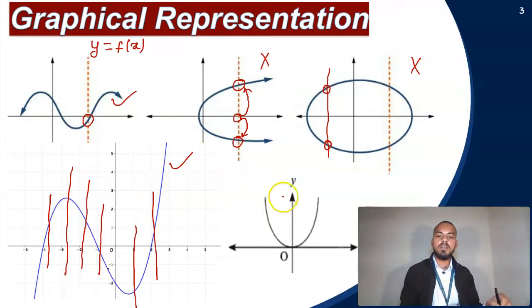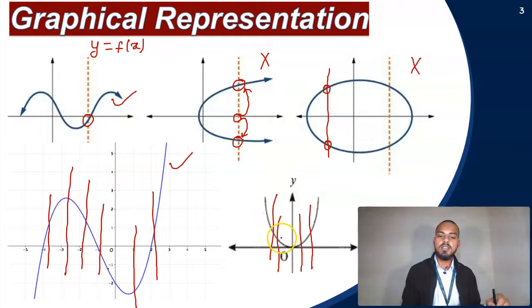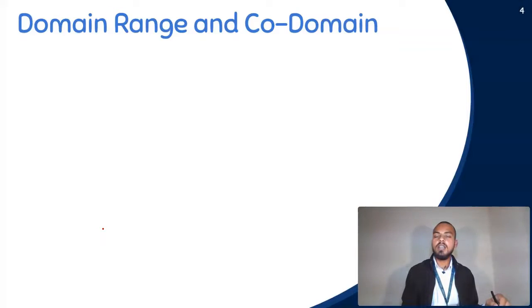You can also check for this curve. If you draw any perpendicular line on the x-axis, then this perpendicular line cuts these curves only one time. That means each element of X is uniquely associated with an element of Y. So this is also a function. Now let's move on to another important concept of a function, that is domain, range and codomain.